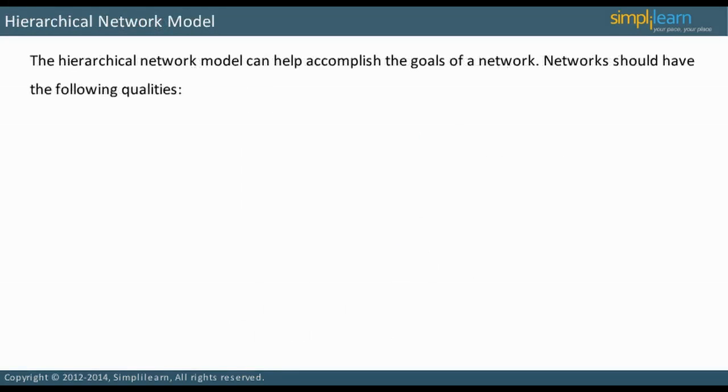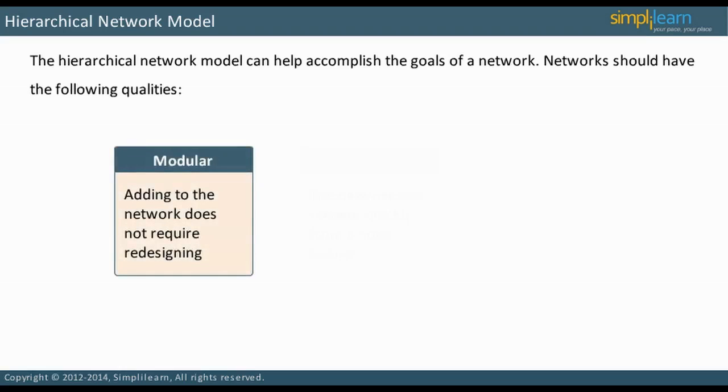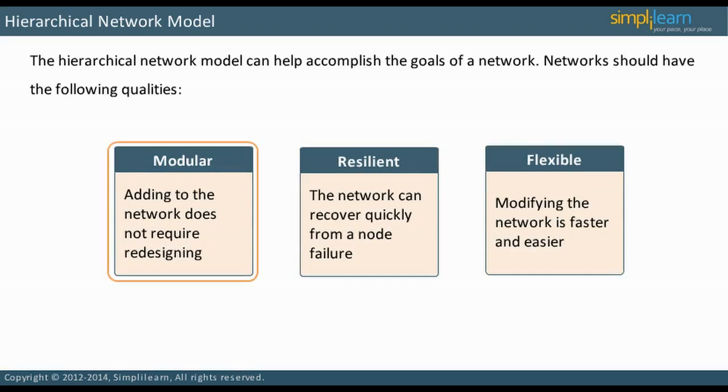The Hierarchical Network Model can help accomplish the goals of a network. To understand the Hierarchical Network Model, you would first need to determine the qualities a network should contain. Networks should be modular, resilient, and flexible. Modular implies adding to the network does not require redesigning. Resilient means the network can recover quickly from a node failure. Flexible implies modification of the network is faster and easier. In the next slide, let us continue discussing hierarchical network modeling.